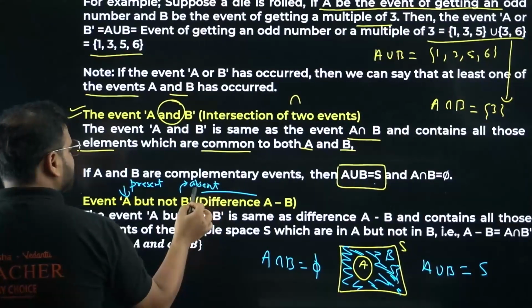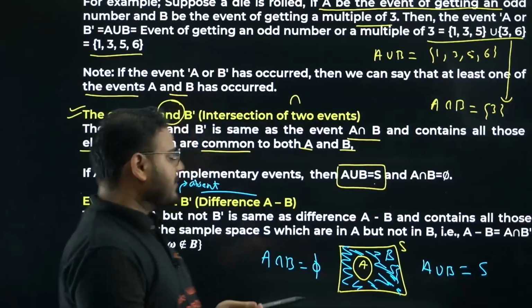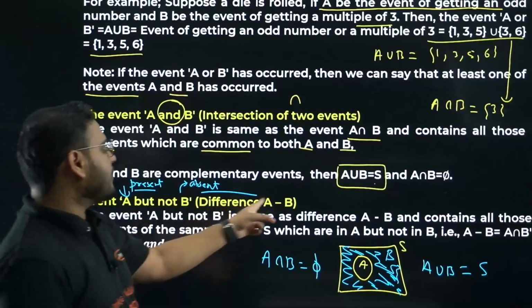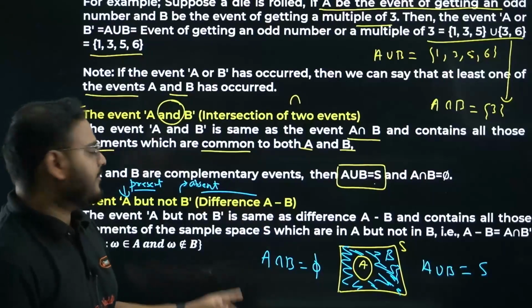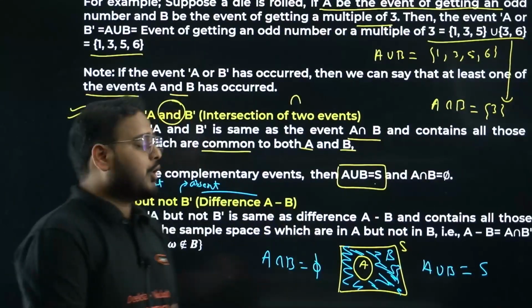Something, the element which is present in this case but absent in the case of B. Okay, that is the result. A but not B. Difference of A and B means A but not B. If I write B minus A, it will become B but not A. Please check.